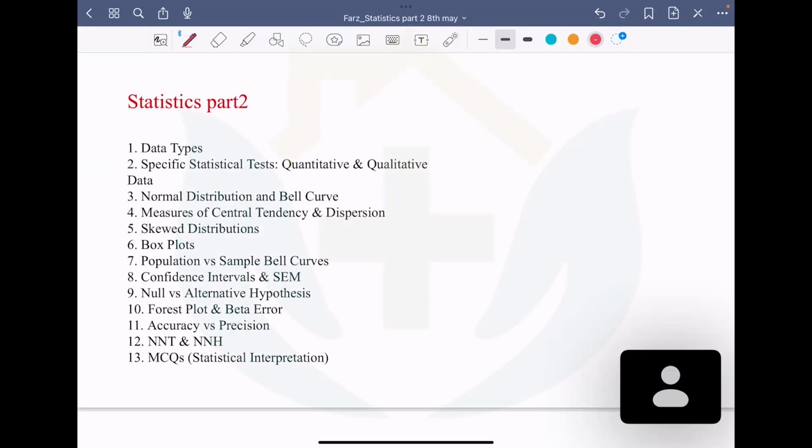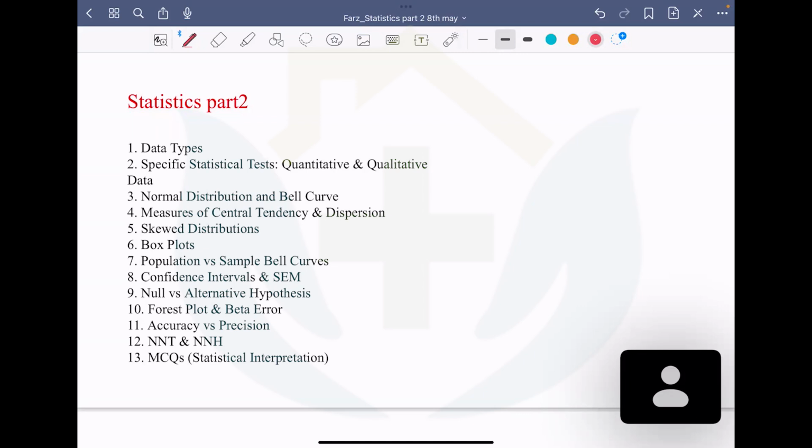In the last class, I think we have seen about the types of studies, RCT, case-control, cohort, and the bias which can affect the studies. So moving on to part two, we will be analyzing how to get the data and what are the tests we will be using to analyze the data. These are the topics that we'll be covering today.